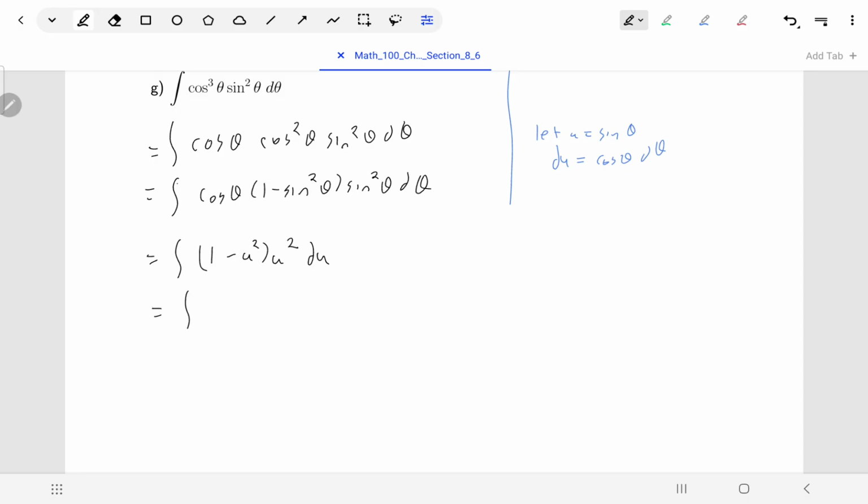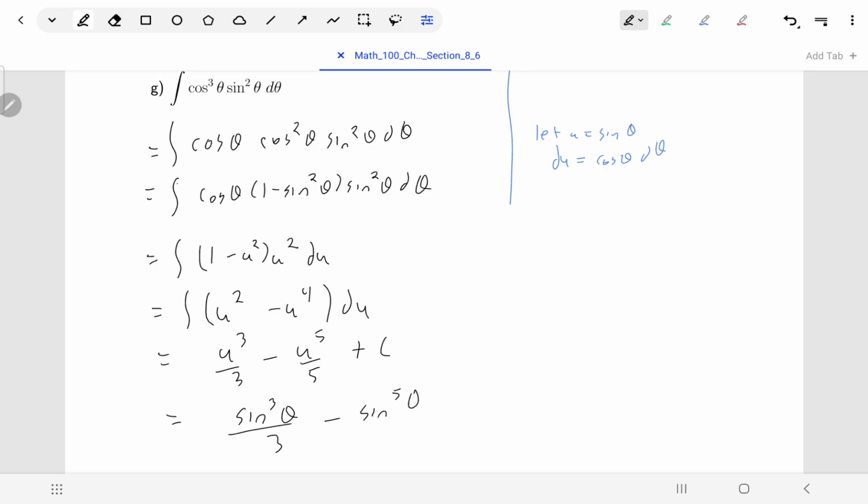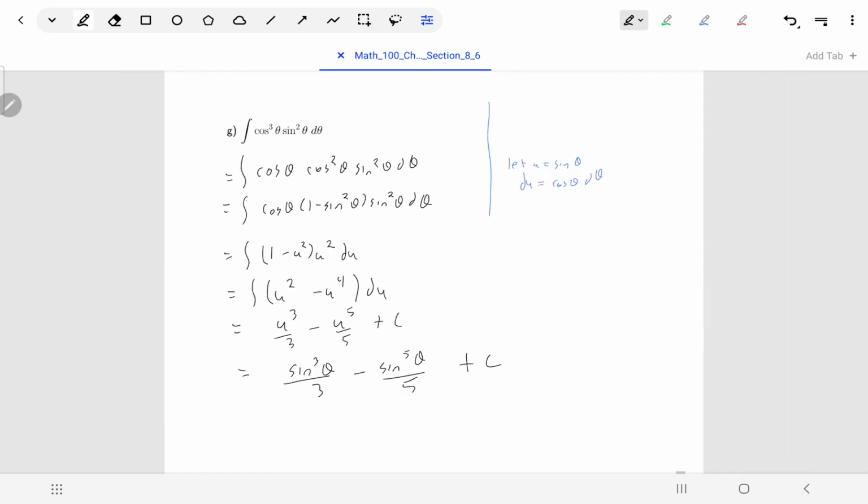So now I have an integral just in terms of u, and I'm just going to expand that. That's u squared minus u to the 4. And when I integrate, I'll get u cubed over 3 minus u to the 5 over 5 plus our constant c. And now I can go back and substitute in what u was, which was sine of theta. So sine cubed theta over 3 minus sine to the 5 theta over 5 plus our constant c.